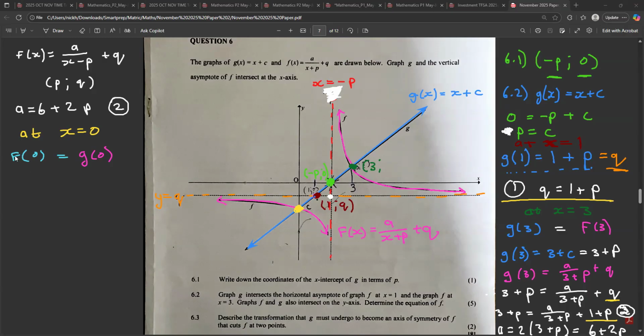For this one, I should have done this in a darker blue here, okay, f of 0. So this is g of x. So that is going to be p, because 0, I'm just going to say plus c, because I'm going to have an extra line. Therefore p, right? So it's going to be p equals c, because we know that p is equal to c.